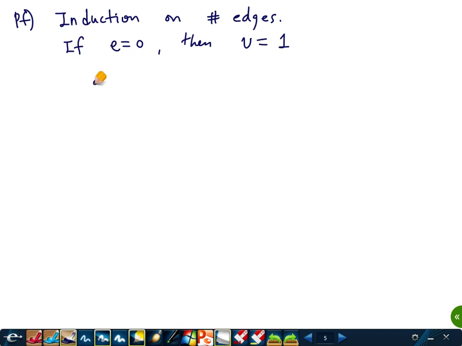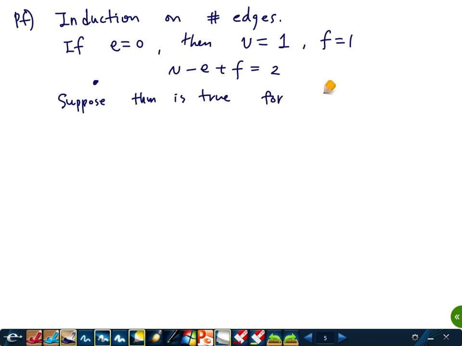And what is the number of regions? Just one, the whole region. F equals 1. Of course, V minus E plus F equals 1 minus 0 plus 1, which is 2. This is true. So the base case is done. Okay? So suppose that the theorem is true for the number of edges equals n, where n is a non-negative integer. And now we will consider the n plus 1 case.